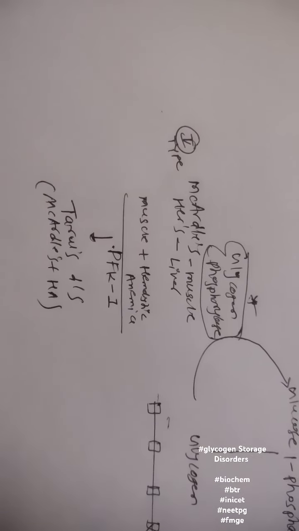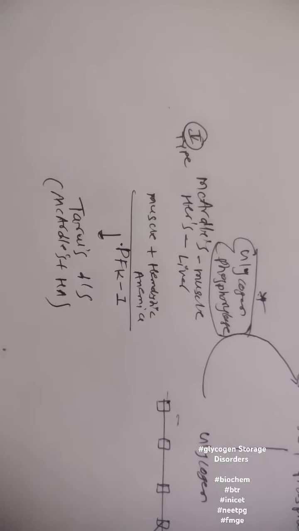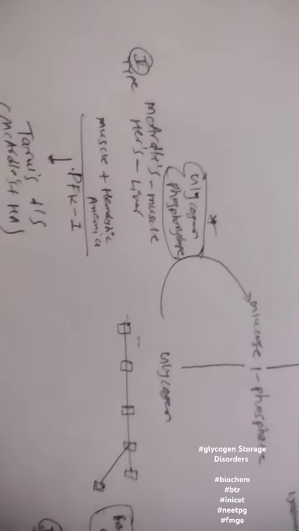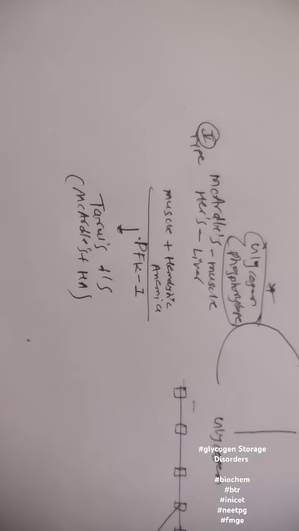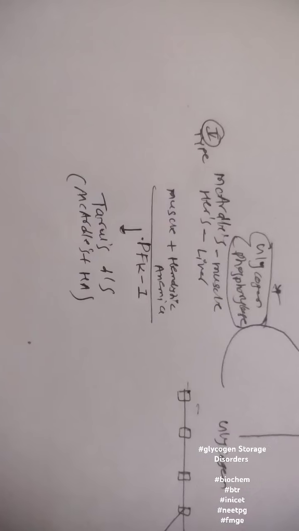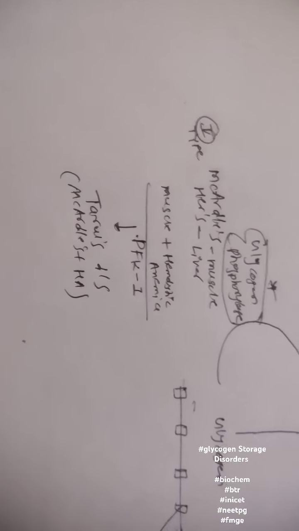Now there is type 5, which is McArdle's, in which there is a glycogen phosphorylase deficiency, from which glycogen becomes glucose 1 phosphate. So M for McArdle, M for muscle, it is absent in muscle, so it is McArdle's disease. When it's absent in the liver, it's called Hers disease.